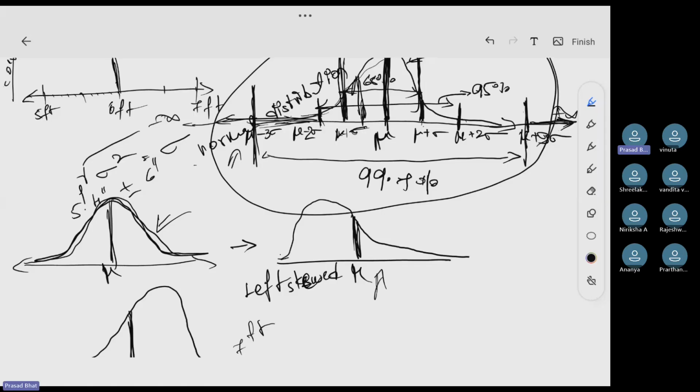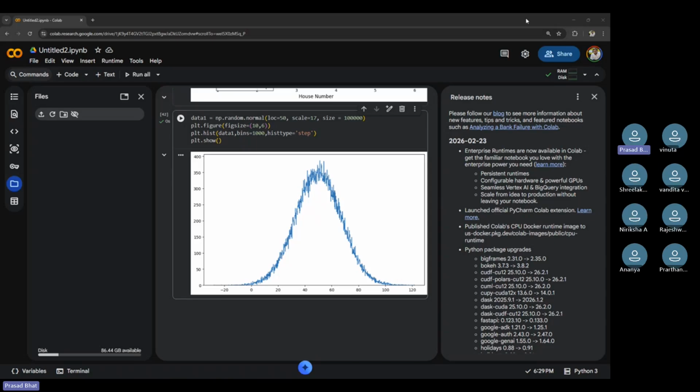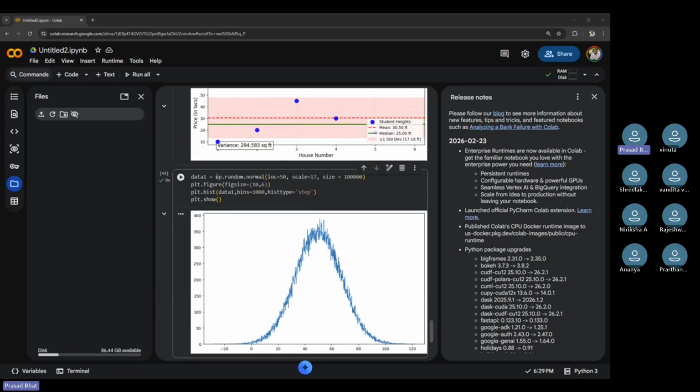I have already drawn this normal distribution curve. I'll show it to you. Yeah, it is visible, right? Is it visible? Yeah. So what I did is very simple here, using this particular function.